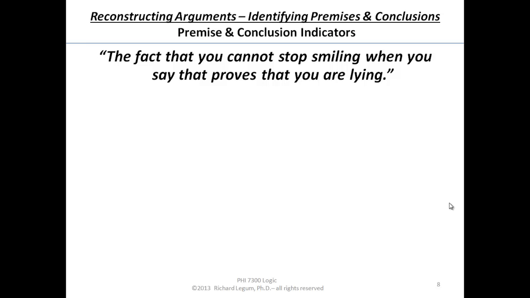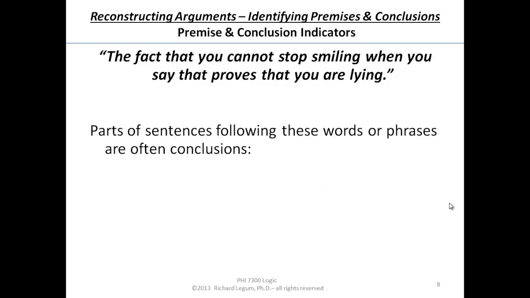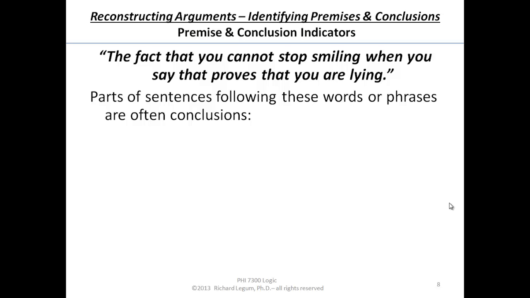Let's take another example. "The fact that you cannot stop smiling when you say that proves that you're lying." "Proves that" in this case indicates a conclusion, right? "You are lying" is the conclusion, and the fact that you're smiling is the premise that leads someone to the conclusion that you're lying. This is the kind of guy that you want to play poker with, right?